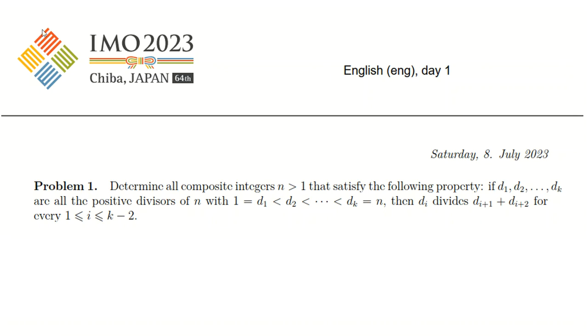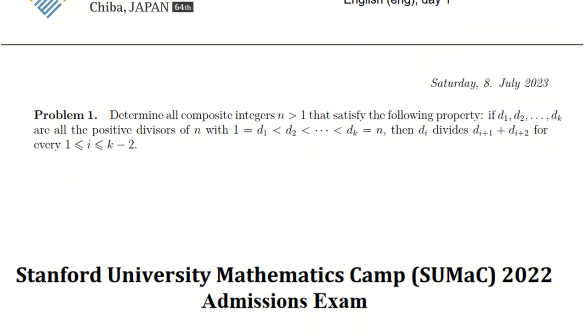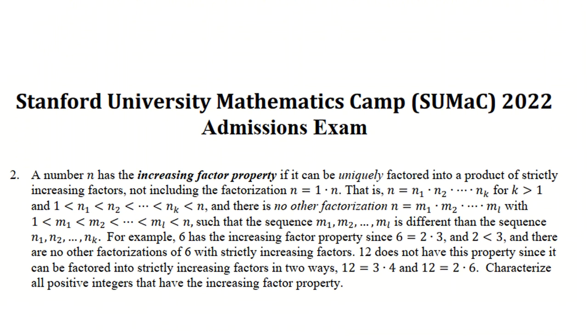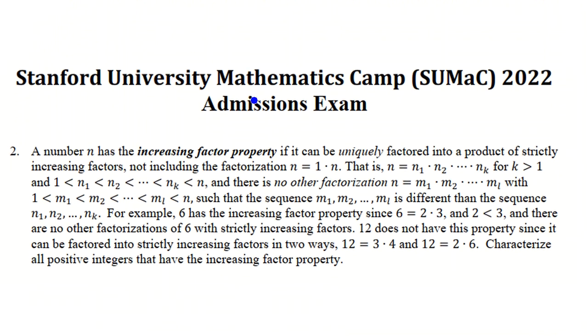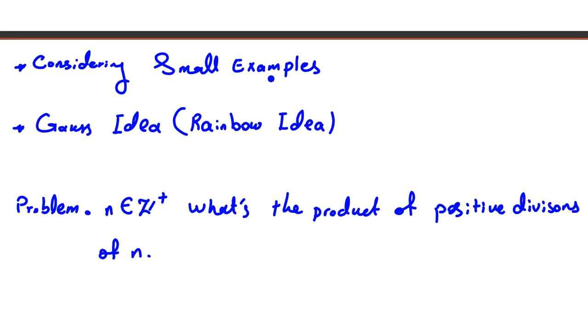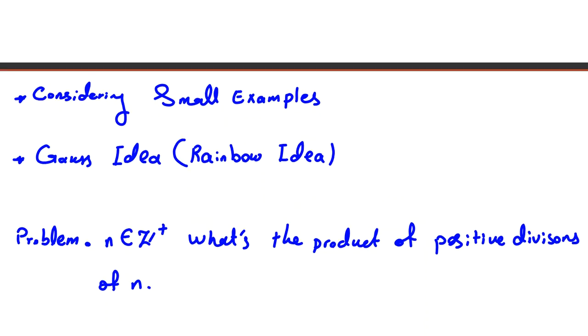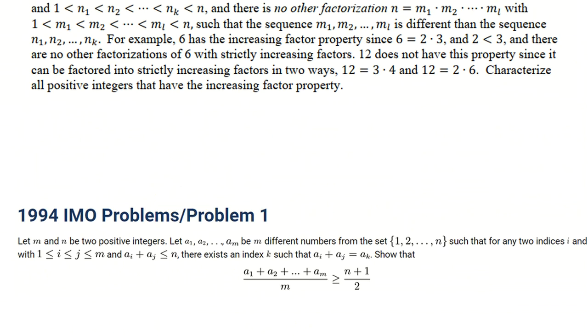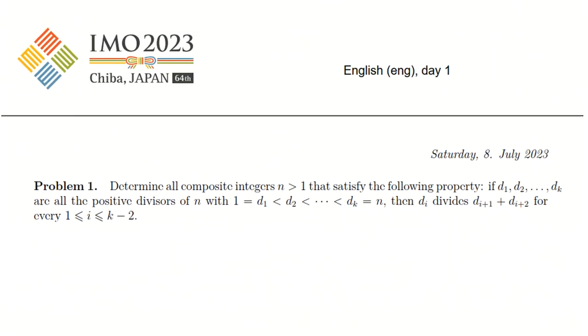Okay, in this part, we want to work on IMO 2023 Problem 1, and it has two ideas that can be useful in SUMaC, Stanford University Mathematics Camp 2022, Problem 2. These problems can be solved with the same background idea. Also, for this IMO problem, the ideas are what? Considering a small example and the ghost idea, or someone calls it the rainbow idea. So we want to learn these two ideas, then we can solve these three problems together.